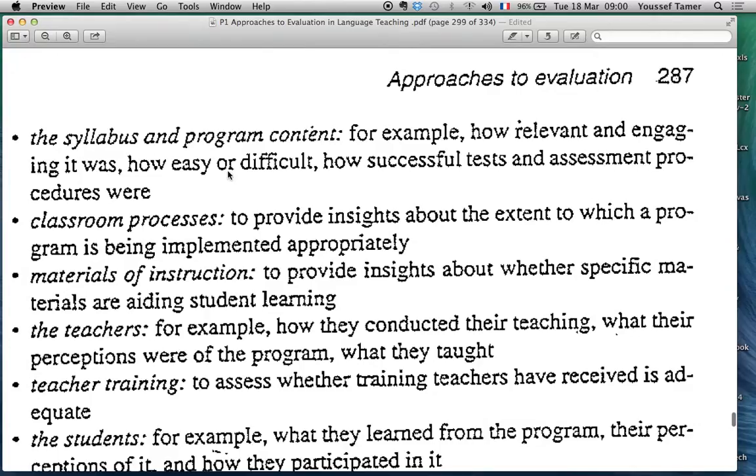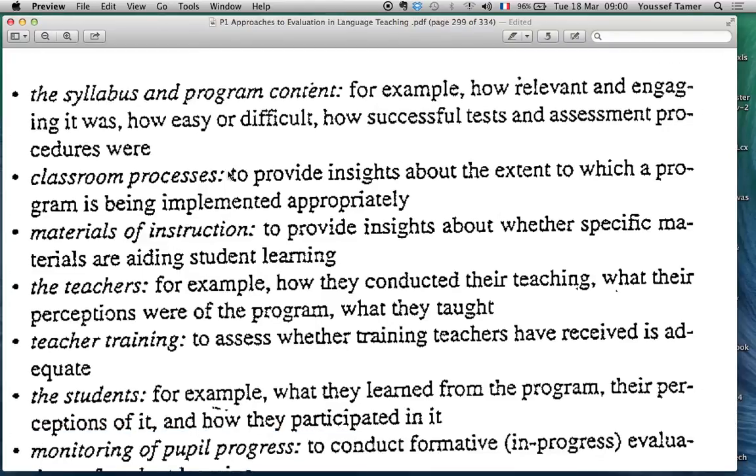The syllabus and program content, for example, how relevant and engaging it was, how easy or difficult. This is usually a story behind teaching and learning. The teacher is always fighting with this area. Am I using the appropriate level for my students in my program? Is it suitable? And the same thing for the exams. Is the exam suitable for their level, or is it too difficult?